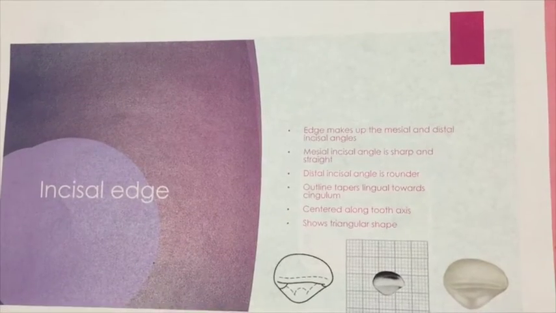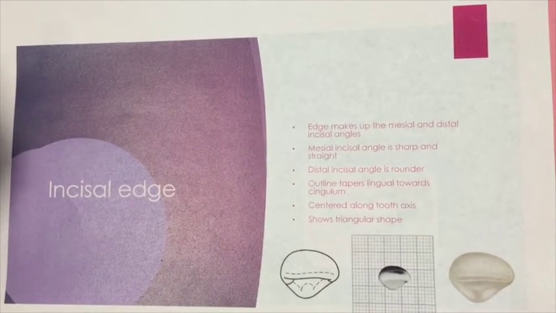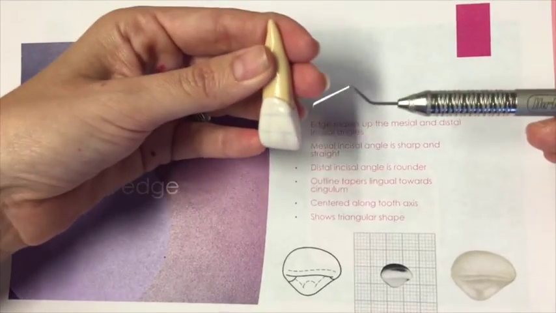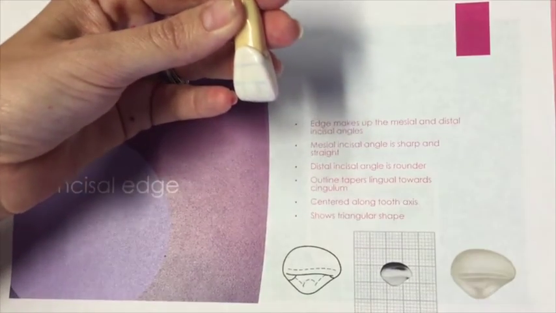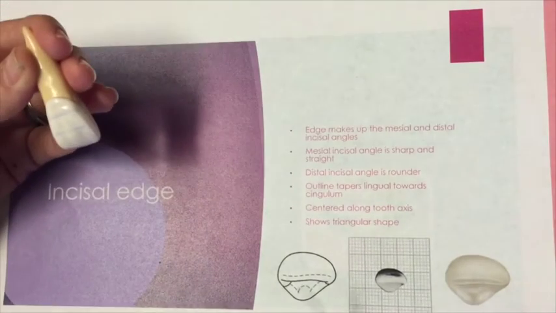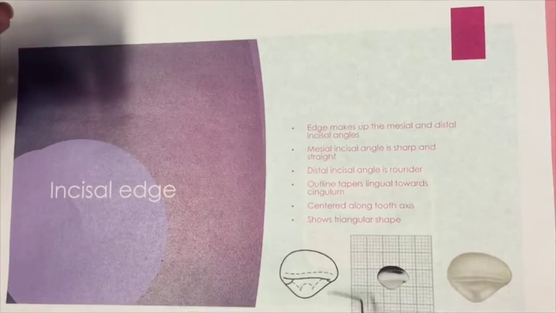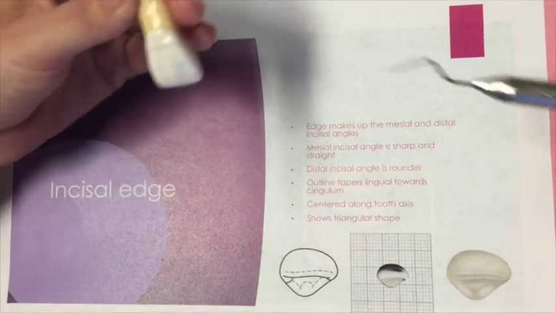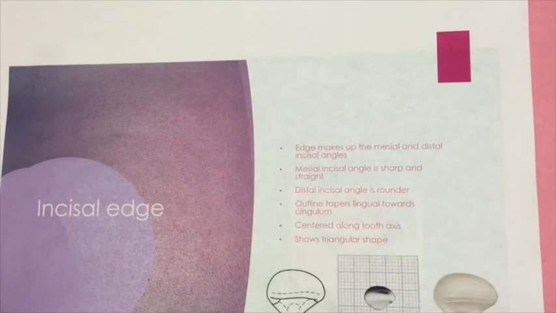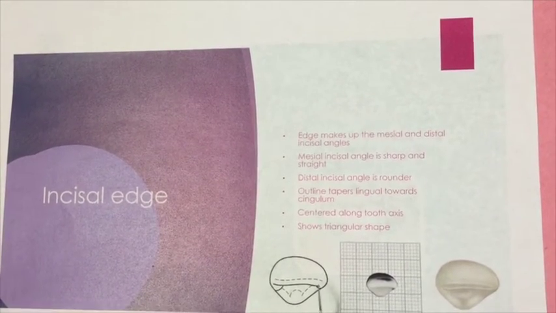The incisal edge for the maxillary central incisor is going to make up the mesial and distal incisal angles. The mesial incisal angle is going to be sharp and straight. The distal incisal angle is going to be rounder. The outline is going to taper lingually towards the cingulum, and it's going to be centered along the tooth axis. The incisal edge view is going to show up a triangular shape.